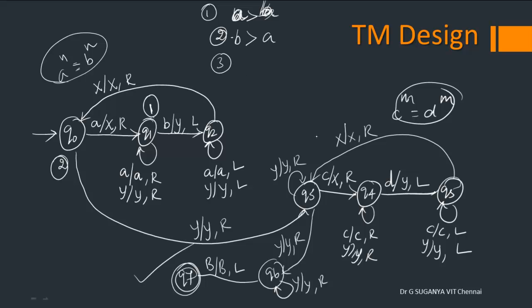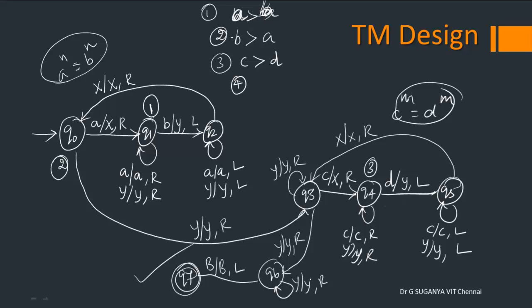Similar case here in Q3. You are converting C to X. In Q4 you are expecting a D, but when you don't have a D, it means this is the third error, which is C greater than D. And the final thing is when C is lesser than D, which is D is greater than C.